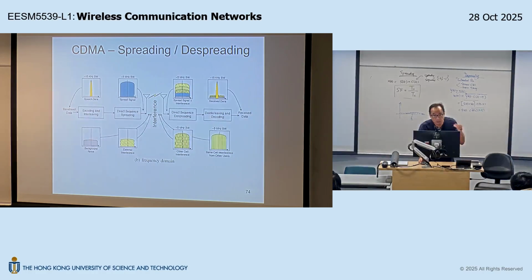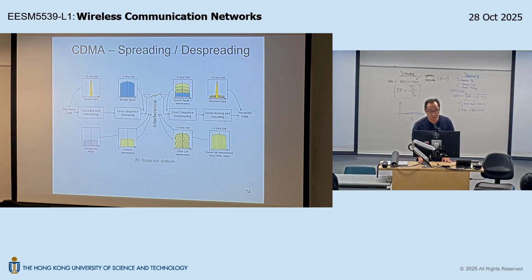But to keep the power the same before and after spreading, this level has to be reduced by 64 times as well. So there's a typo in this diagram. This level should be reduced by 64 times here. Okay? So try to correct for these mistakes yourself, so that the area of this should be the same as the area of this.